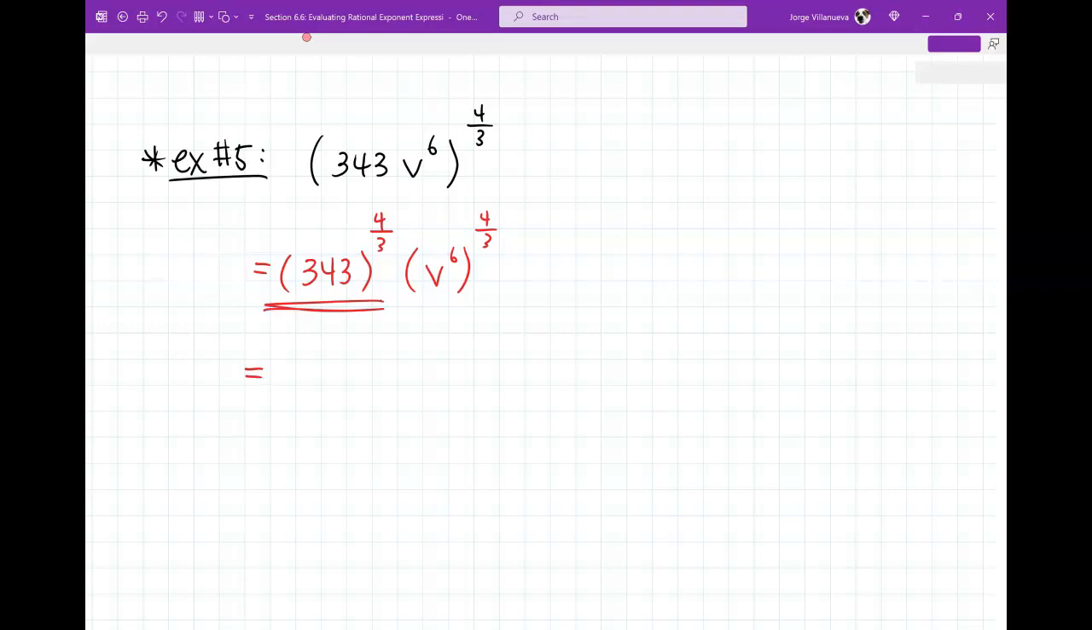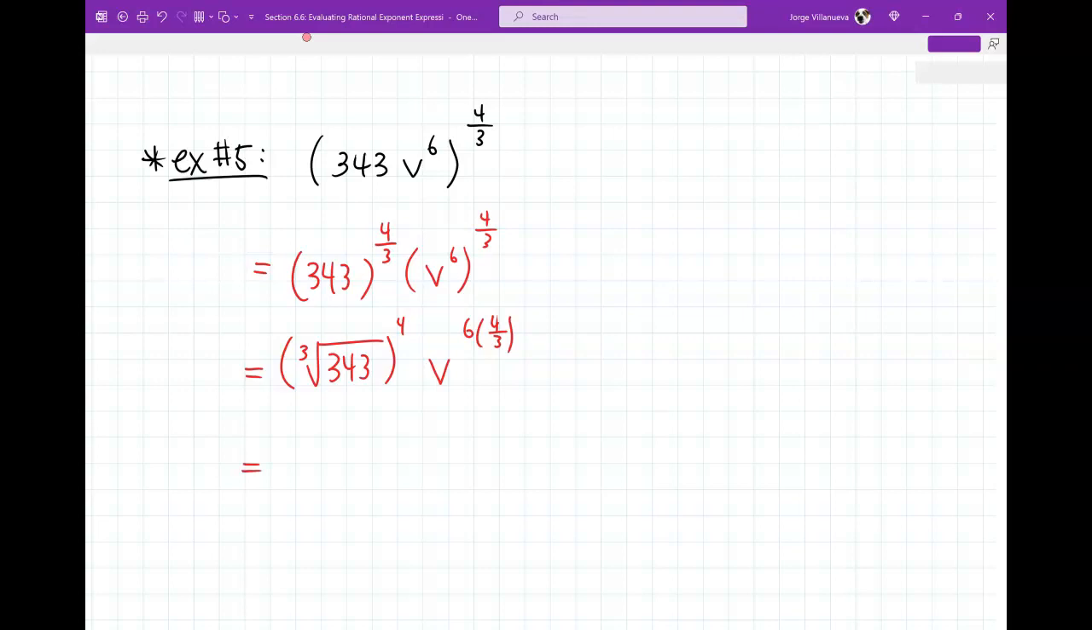Again, this part right here, you can just get your calculator and give me an answer. What is the answer to that? Does anybody know? 343 to the 4/3? 2401. Okay, so I'll remember that. So 2401. The next part was supposed to be, this is cubed root of 343 to the 4th. Again, I'm just simplifying it by hand. And then the other part would be v to the 6 times 4/3, okay? This is an extra step. You don't have to write this one out, but if you want to see it.